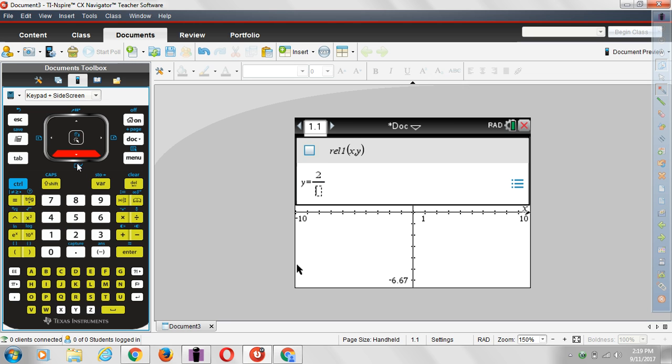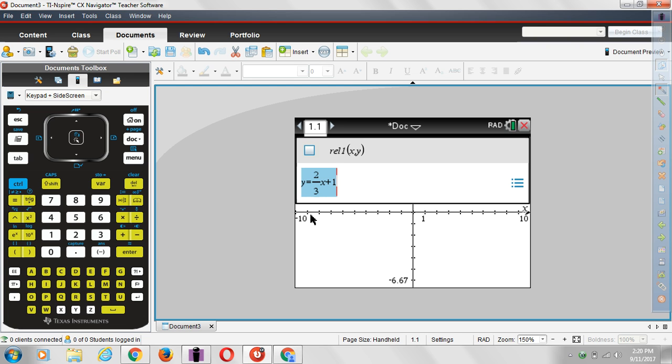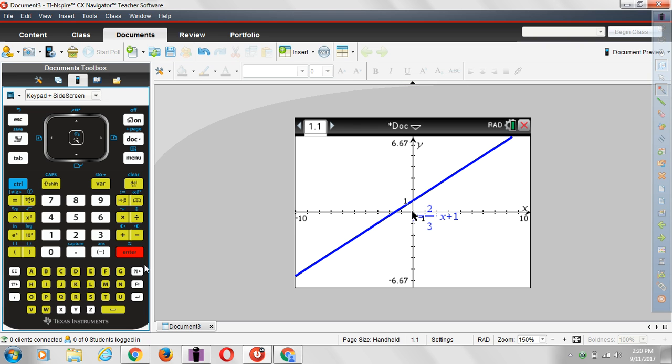Put a 2 on the top, a 3 on the bottom, and then don't keep typing because look what happens. I'm stuck on the bottom of the fraction. You don't want that. Go to the right, press X, and then the second piece was plus 1. And you have to copy the whole equation, guys, the whole entire thing with the equal sign, everything. So it should look like that. And then we press Enter.